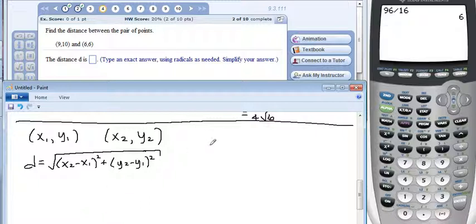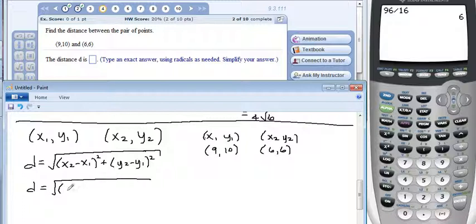So here I'm going to want to write down my points. Now it doesn't matter which one I say is 1 and 2. It's just completely random. But I'm going to put these on top here so that we really can see what we've got. And now I'm going to plug it into this formula. Do you see how x1 is 9, y1 is 10, x2 is 6, and y2 is 6. So I'm just plugging in values here. So x2 was 6 minus x1 is 9. y2 is 6 minus y1 is 10.